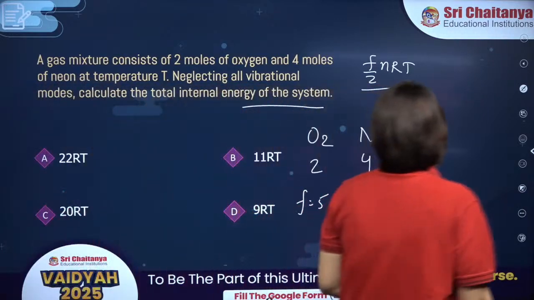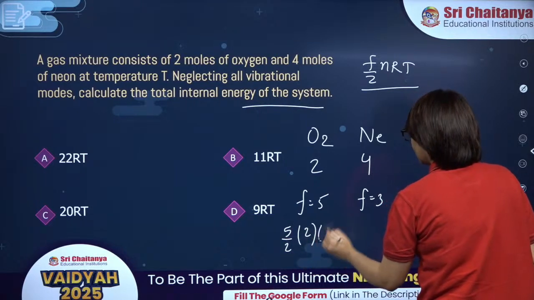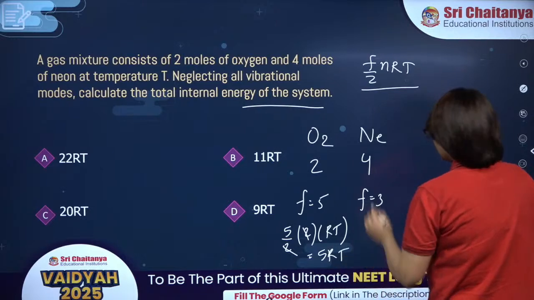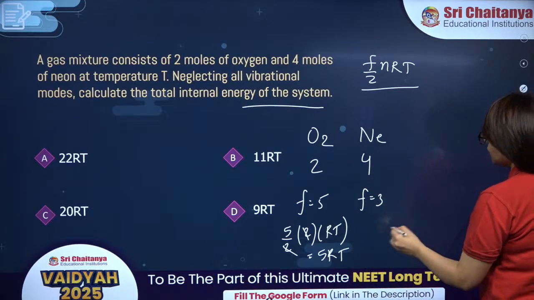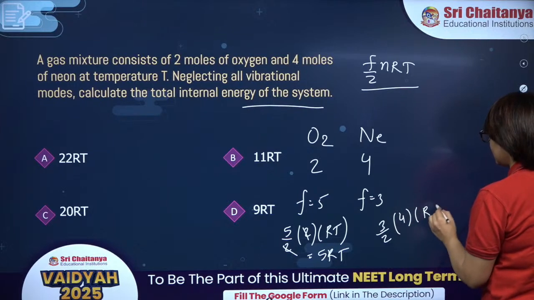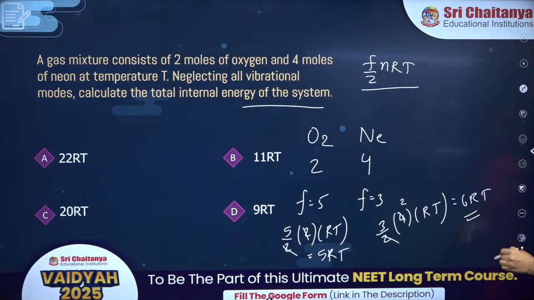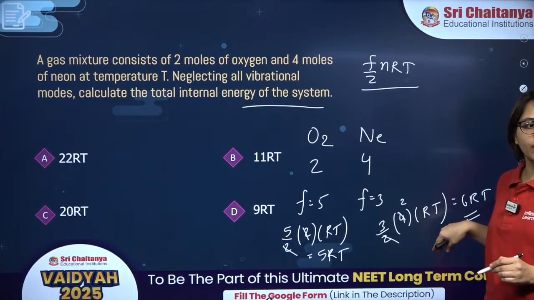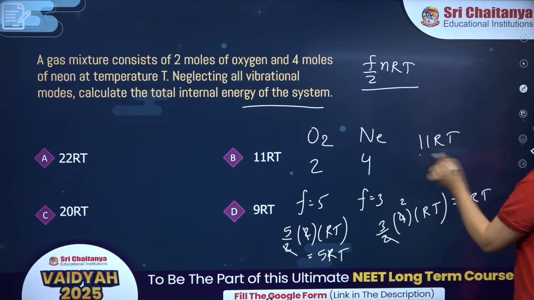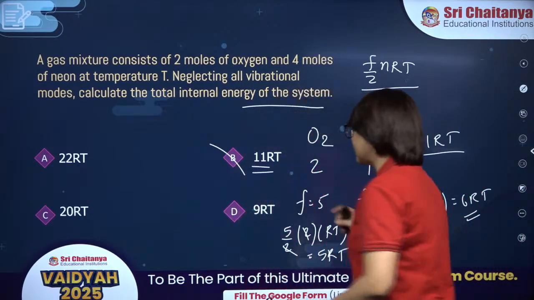Chaliye, try this one. For oxygen, F by 2, 5 by 2, n is 2 into RT. So it will be 5 RT. And for neon, it will be F by 2, 3 by 2, n is 4 into RT. It will be 6 RT. So total energy will be 5 RT plus 6 RT, 11 RT. So it should be option B. Option B is the correct answer.